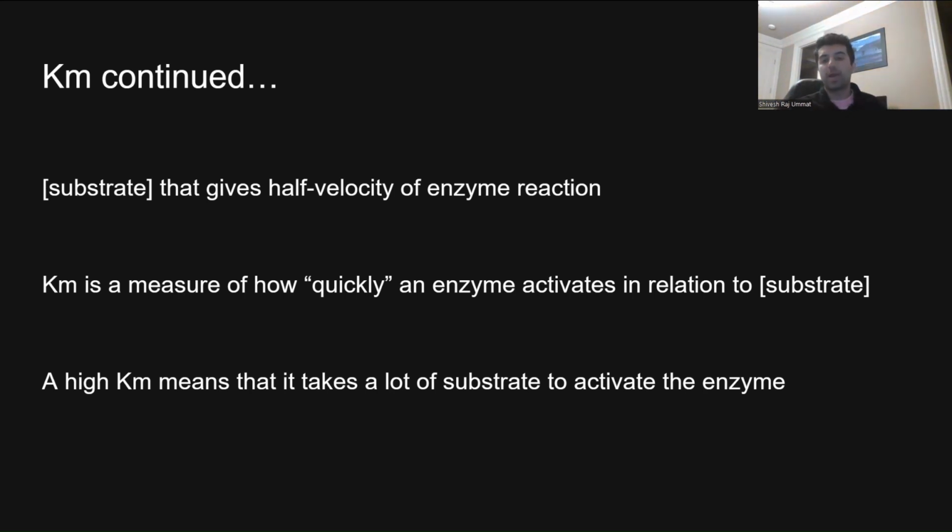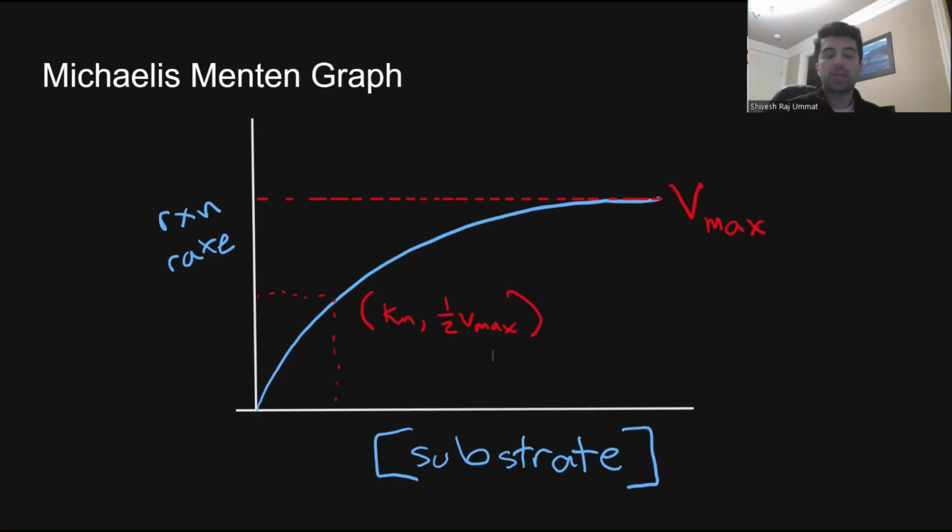And one really helpful way I like to think about this is that Km is really a measure of how quickly an enzyme activates in relation to the substrate concentration. So for example, if we have a really high Km, it means that it takes a lot of substrate to activate that enzyme to get to that half velocity. So that enzyme is not going to get saturated very quickly. Now we can return to the graph that we started the video with and annotate it with our Km and 1/2 Vmax point located in the middle.